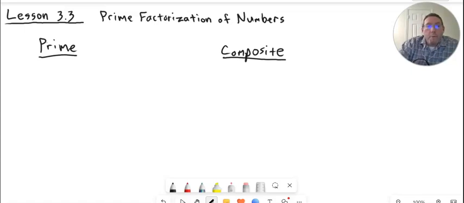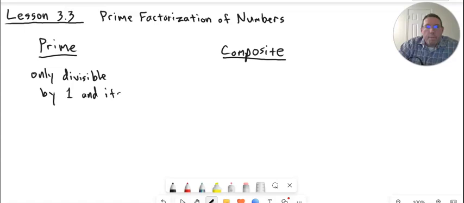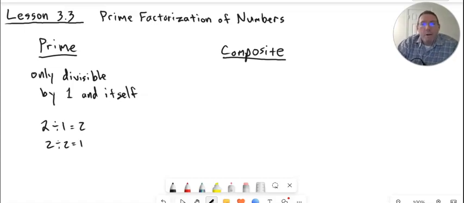One way of understanding the difference is, prime numbers are only divisible, I'm saying into a whole number, by 1 and itself. For example, 2 is a prime number. 2 divided by 1 is equal to 2, and 2 divided by 2 is equal to 1. But you can't divide 2 by any other number and get an answer that's a whole number. Well, let's say whole numbers for now.